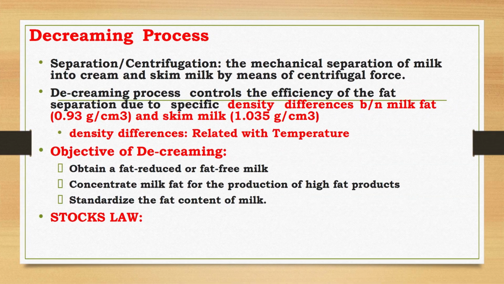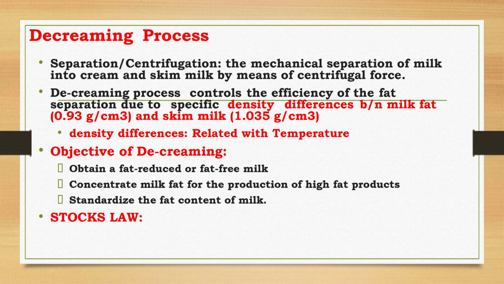Separation or centrifugation is the mechanical separation of milk into cream and skim milk by using centrifugal force. This process works because it controls the efficiency of fat separation, which is possible due to the specific density differences between milk fat, which is about 0.93 grams per cc, and skim milk, which is about 1.035 grams per cc. These density differences are also related to temperature.